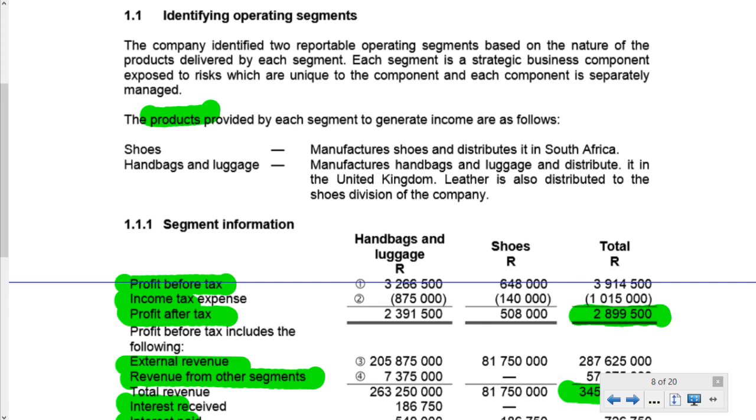2,899,500. Okay, so can you see that the numbers that I report for the segment are not tying up to the numbers that I've reported in the financial statements, isn't it? So the second part of segment reporting is a reconciliation. A reconciliation of the segment information to the financial statement information. Let me put that on.